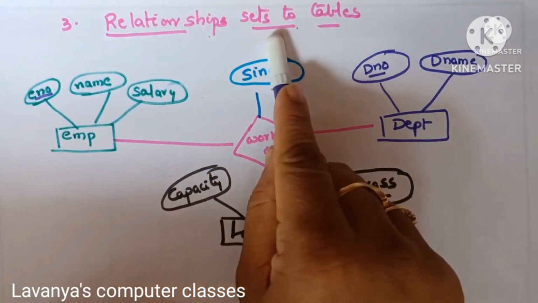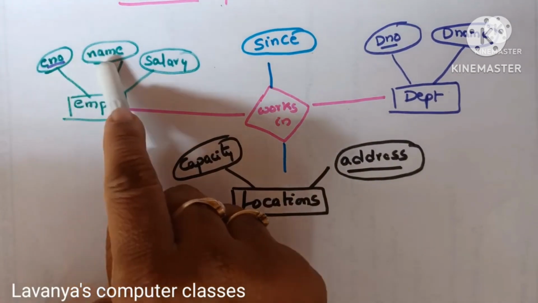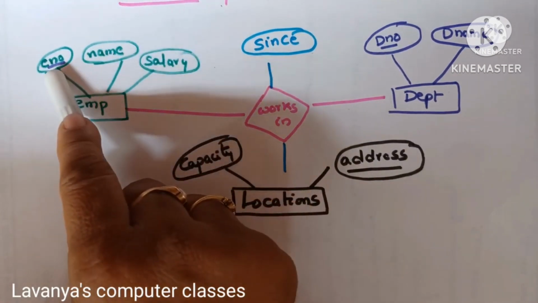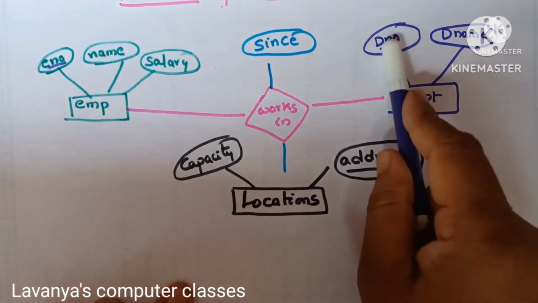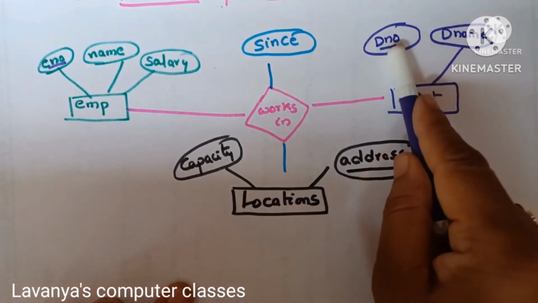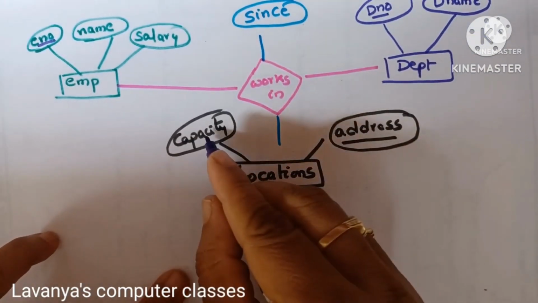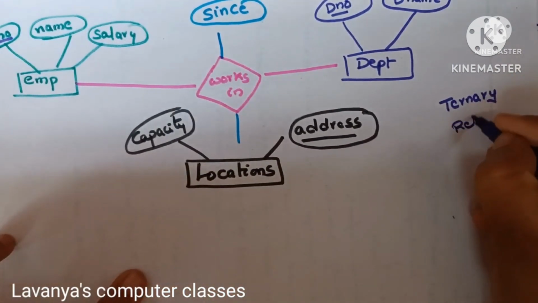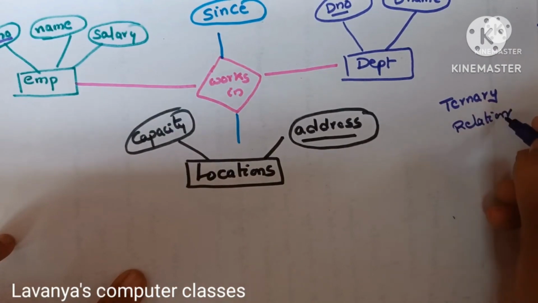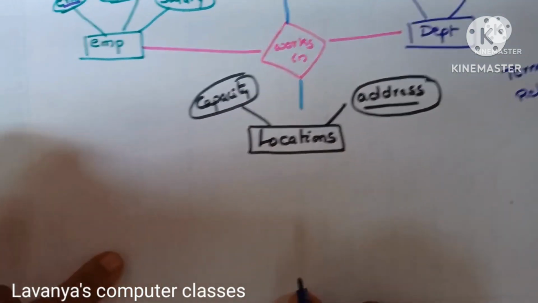Third one is relationship sets into tables. Here I took three entity sets. One is the employee entity set with attributes employee number, employee name, salary, and department with department number and department name. Both are related with one relationship, works in, and one more entity set is locations. So this is an example of a ternary relationship, because one relationship connects three entity sets: employee, department, and location.